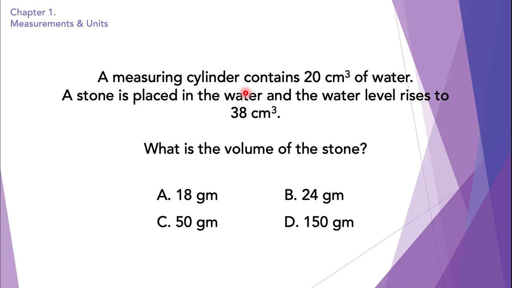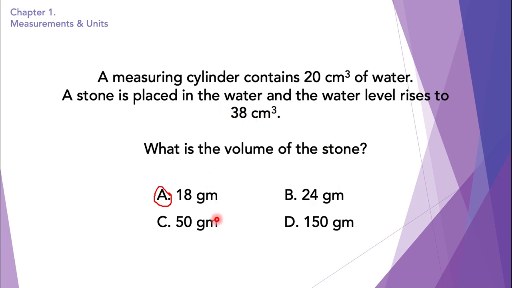A measuring cylinder contains 20 cm³ of water. A stone is placed in the water and the water level rises to 83 cm³. What is the volume of the stone? Pause the video and find the answer to this question. So the correct answer is 18 grams. Option A.